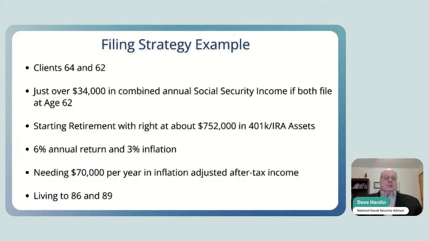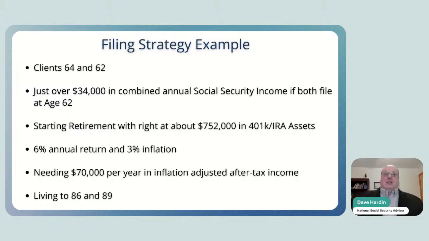This is a case study. It's the last one I've got for this evening. This is a very typical couple, age 64 and 62, just over $34,000 in combined annual Social Security income if they retire at 62. They want to retire at 62. Why? Their starting retirement was right about $752,000 in 401ks and IRAs. $750,000. Now, some of you are saying that's not a lot of money, and I get it. But this couple has a serious tax problem at $752,000.